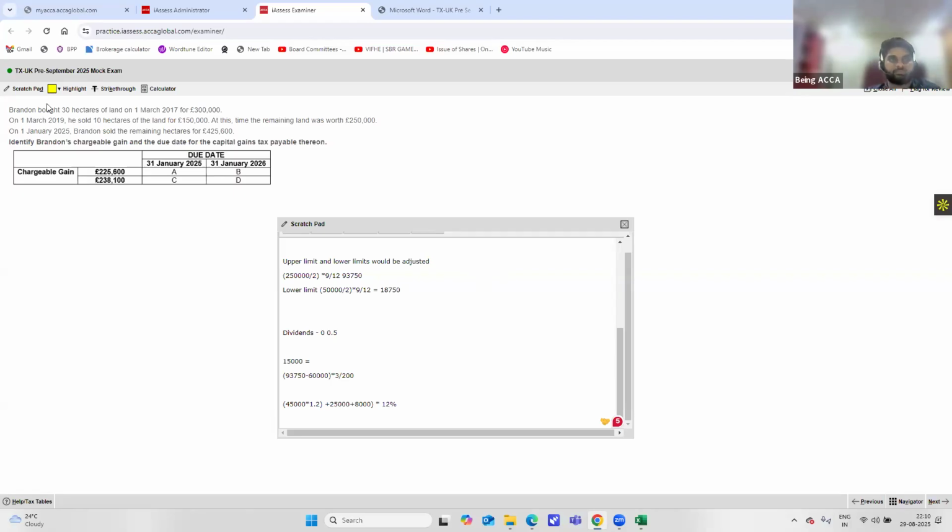Now, this is again the most important question. Most of you have gone wrong in solving this question, especially in calculating the cost of the asset. So it is important to look at this question clearly.